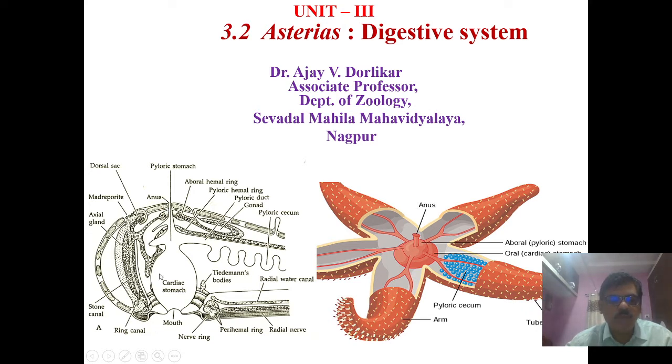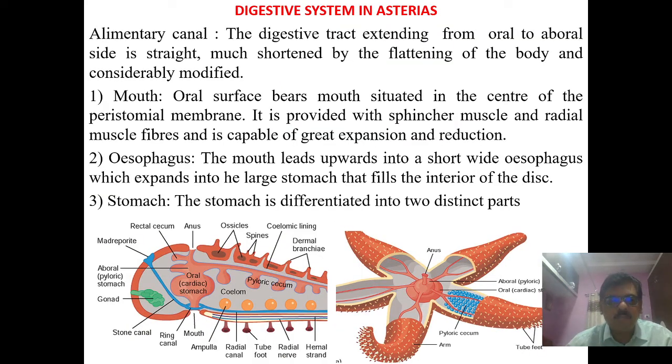In between these two, all the digestive organs are there, that is mouth, then esophagus, then stomach, and then intestine, then rectum, and the last one is the anus. The basic plan of the digestive system in Asterias resembles that of other organisms. The digestive system in Asterias includes the alimentary canal and the digestive glands.